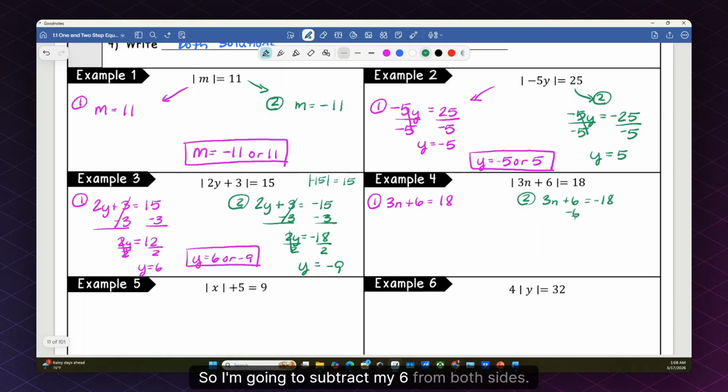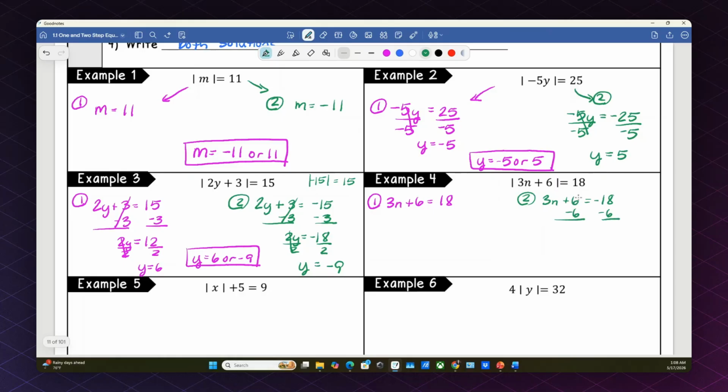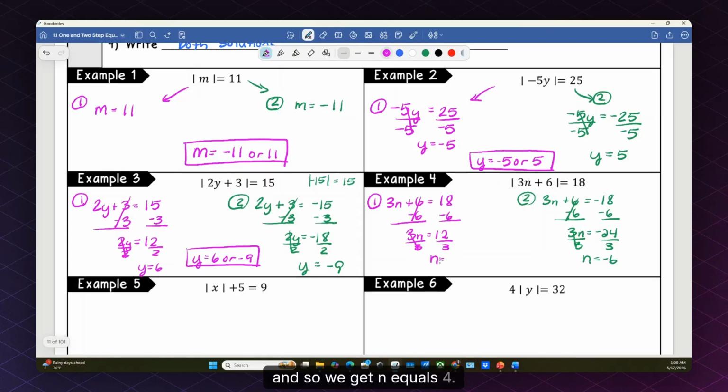So I'm going to subtract my 6 from both sides. I get 3n equals negative 24. I divide by my 3, and I divide by my 3, and I get n equals negative 6. Alrighty, let's do the positive version. So it's now minus 6, minus 6. That cancels. We get 3n equals 12, and we divide by 3, and so we get n equals 4.